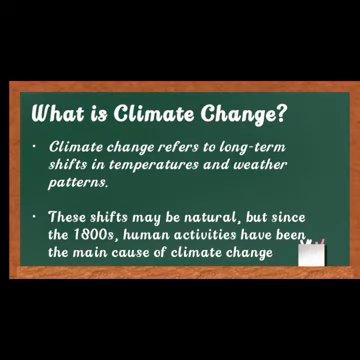Okay, in that video it has clearly mentioned what the causes behind climate change are and what its impact on our environment is. So students, we will discuss what climate change is.